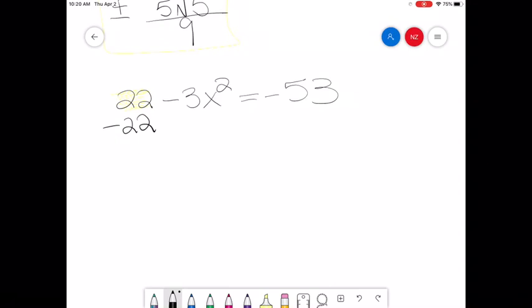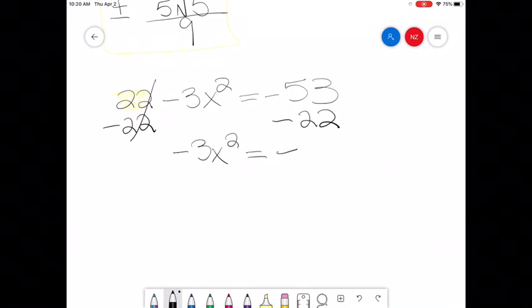Minus 22, minus 22. Drop down your negative 3x squared. That gives me a negative, same signs, I can add 75. So 53 and 22 make 75. Keep the sign, same signs, add and keep. Then I have a coefficient in front. So how do you get rid of the coefficient? You divide. Don't forget to divide by a negative because that negative 3 is there.